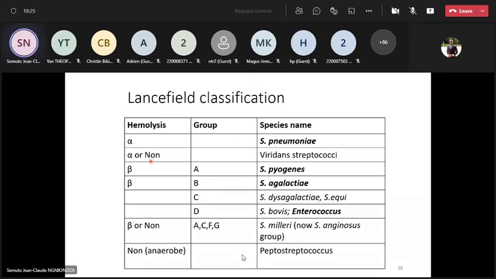Different from the pattern on the blood agar, the observation of how the bacteria lyse or destroy red blood cells on the media. No? Clear?